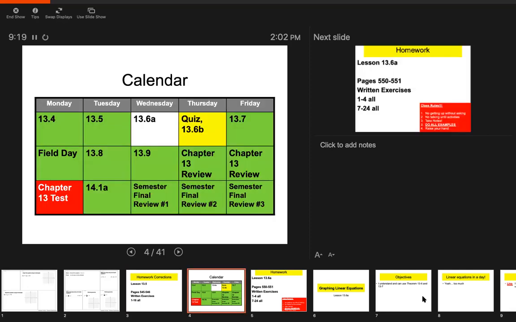Quiz tomorrow. So what's the quiz going to be on? The quiz is going to be on 13.4, 5, and 6. What did we do on 13.4? We did the vertical. Slope. Something like that. No, it was vectors. Vectors, midpoint, intercepts. I'm also going to throw in parallel and perpendicular lines.